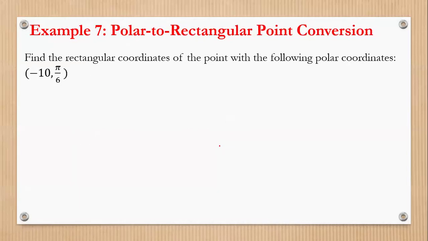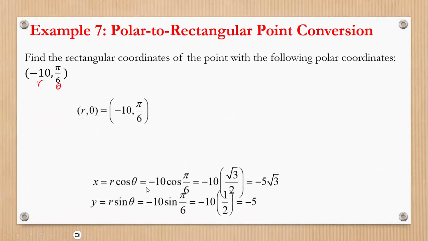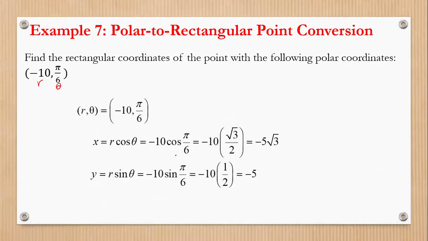Next example, we have another polar coordinate, and we want to convert it to a rectangular coordinate. So we know that r is -10 and theta is pi over 6. Again, every time we have a polar coordinate, to convert it to rectangular, we use those formulas. x is equal to r cosine theta, y is equal to r sine theta. So x is equal to -10 cosine of pi over 6, and y is -10 sine of pi over 6.